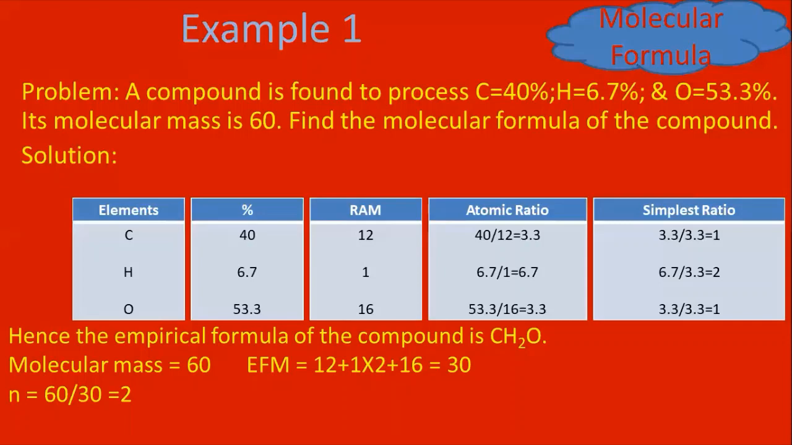And now the final step is to write the molecular formula. As we have discussed earlier, molecular formula is equal to empirical formula into N. So here we get 2 into the empirical formula, which is C2H4O2.